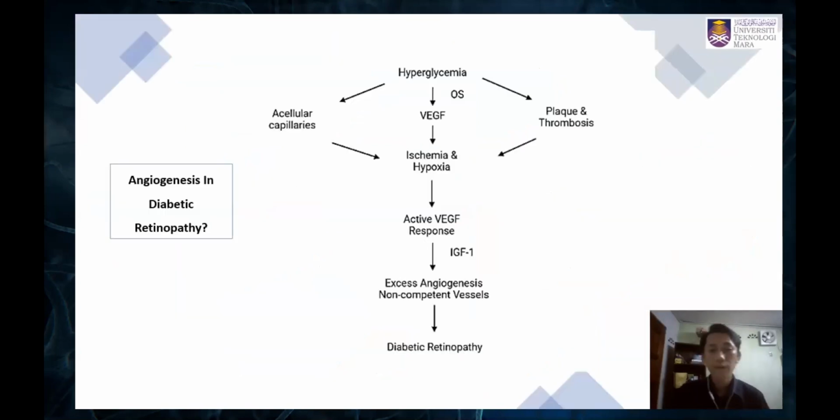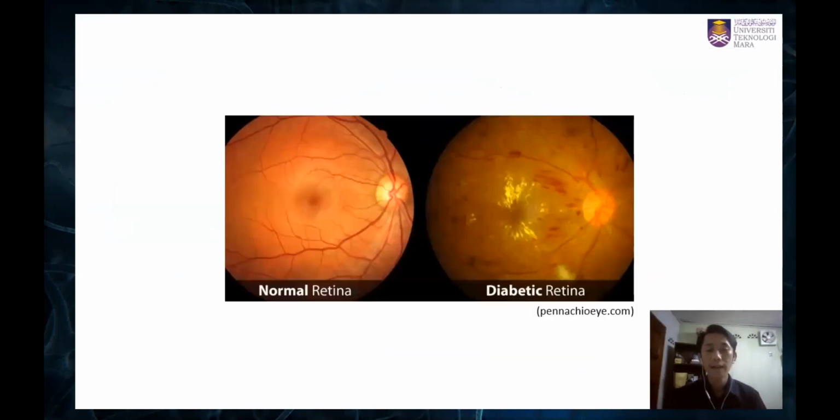From the oxidative stress, it will produce VEGF, and this VEGF cause ischemia and hypoxia. This phenomena will trigger more activation of VEGF responses, and with the help of IGF-1, it will produce excess of angiogenesis and non-competent vessel that further develop or contribute to the diabetic retinopathy. This is the structure of normal versus diabetic retina.